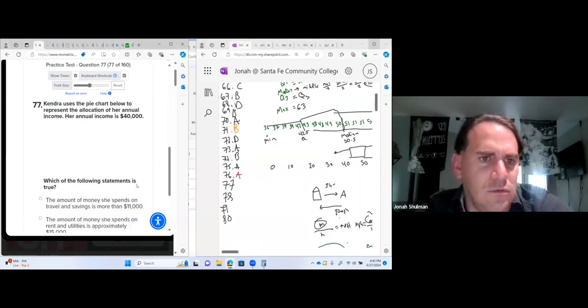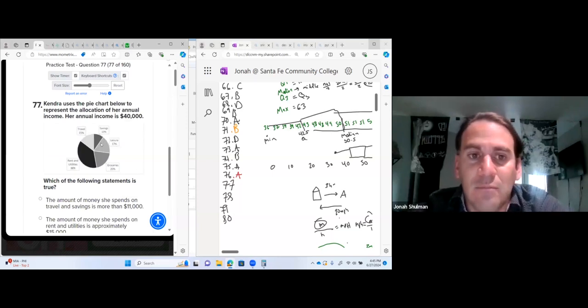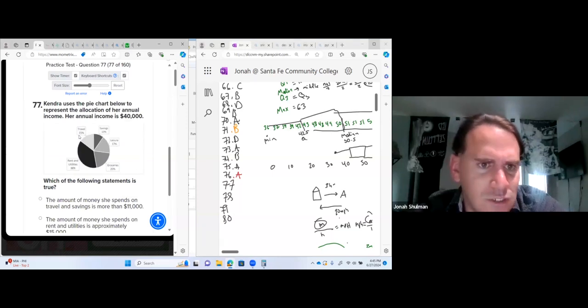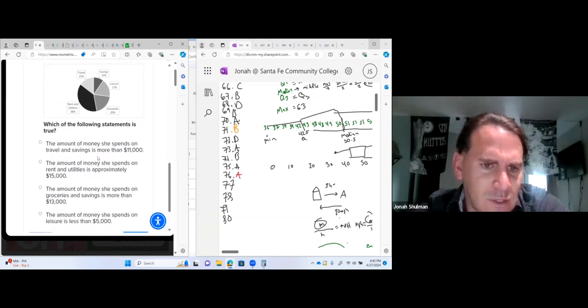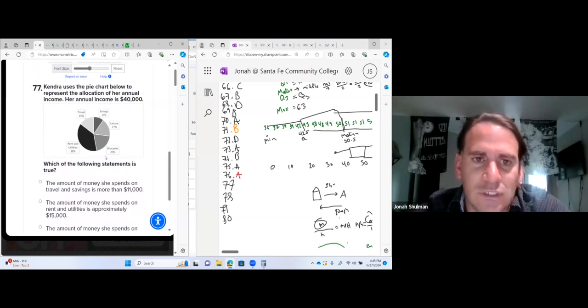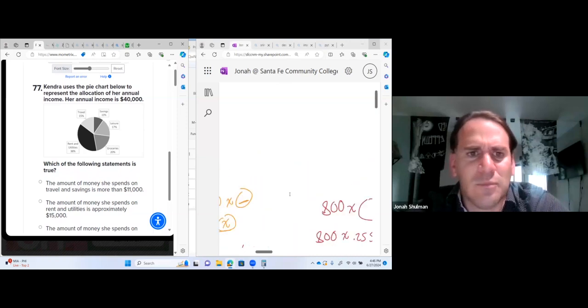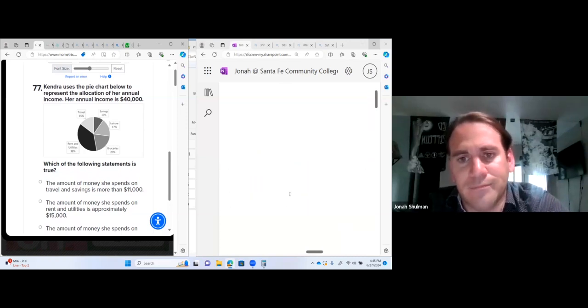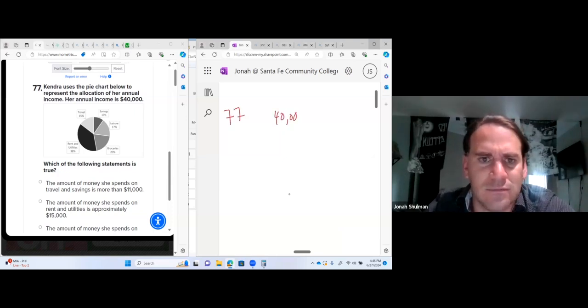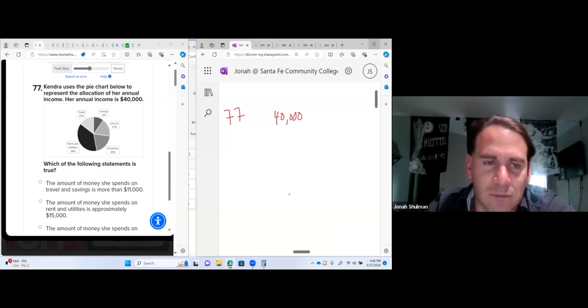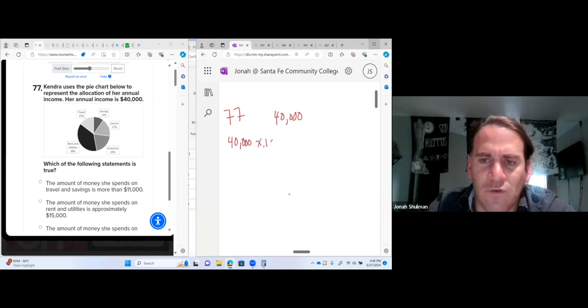Okay, next. All right, as I said, money, percentages, budgets all use the pie chart. So Kendra uses a pie chart to represent the allocation of her annual income. She's got 40 grand. They're asking you for just a little piece of this, but guess what? We're going to do it all. Why? Because why not? It's almost the end. But here's your 77. We have $40,000. So each of these, we just have to multiply. The first one's 40,000 times 0.15.